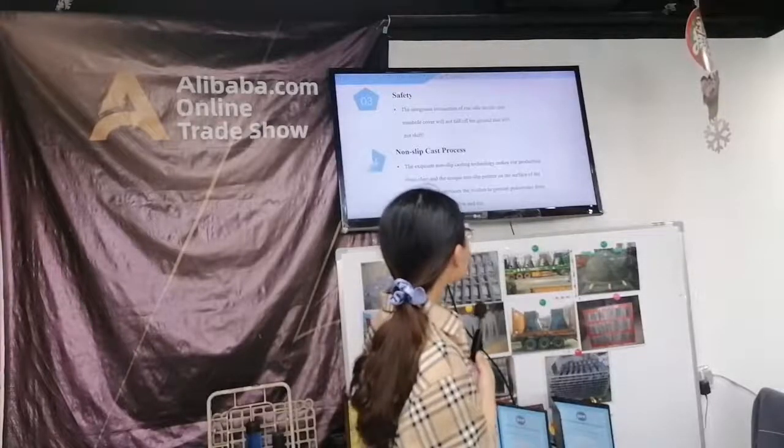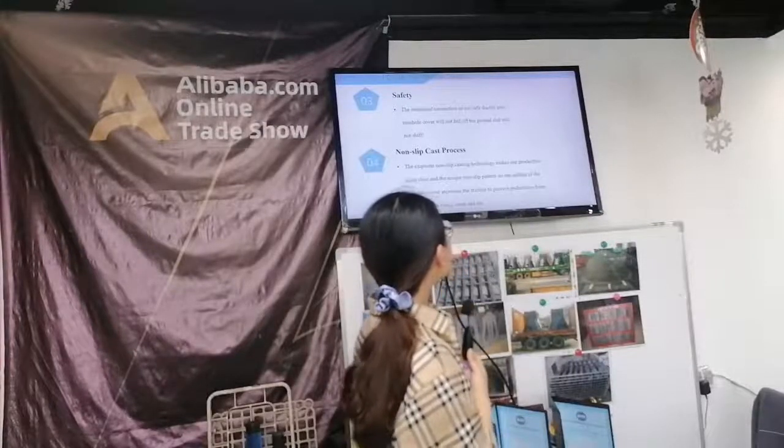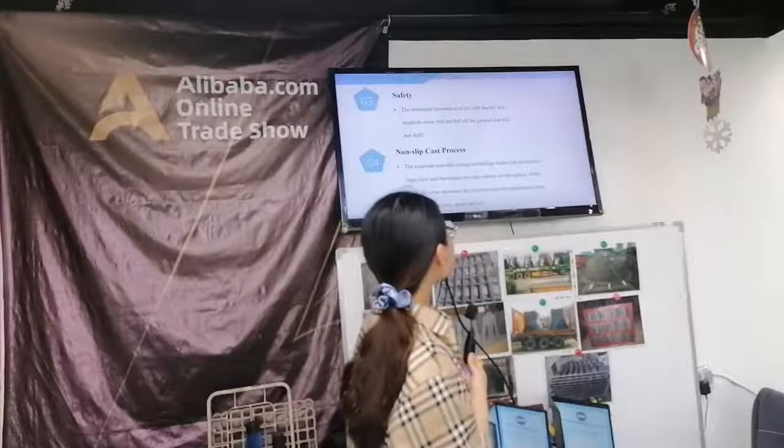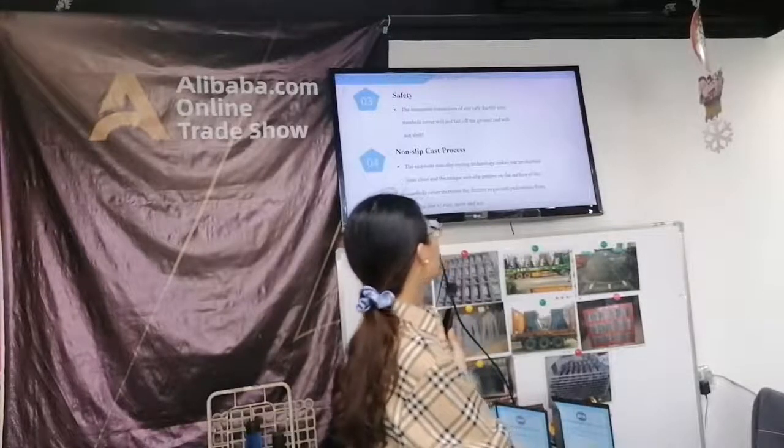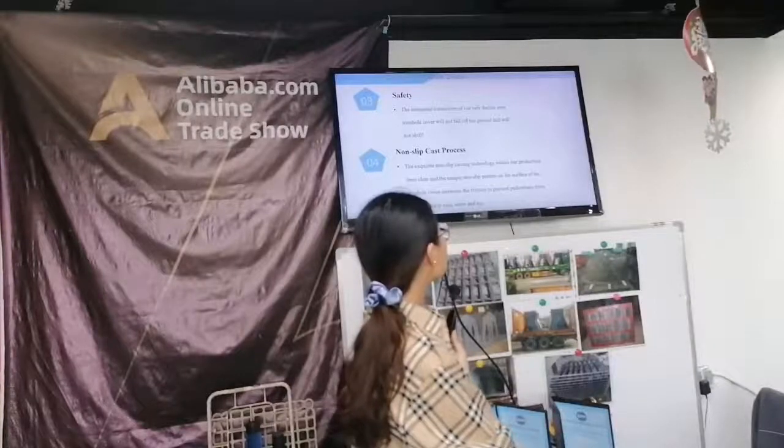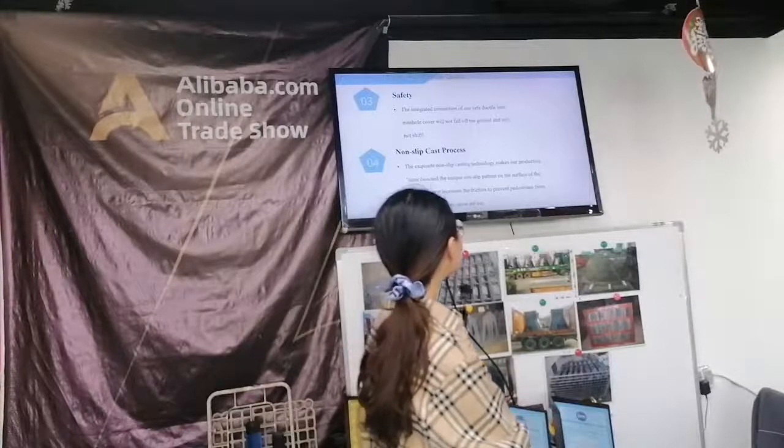It is also very safe. The integrated meshing of our safe deco iron metal covers will not fall off the ground and will not shake.